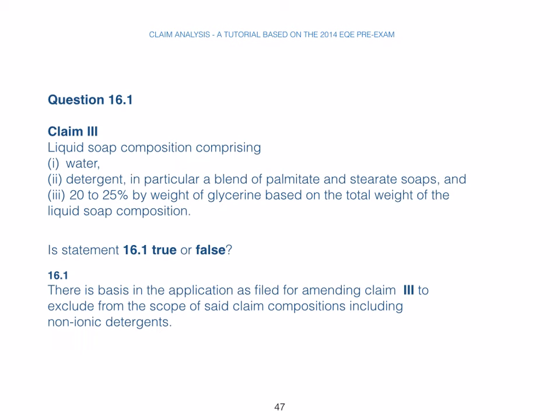This takes us to question 16.1, which is still based upon Claim 3. This statement is now about a possible amendment of the application. Statement 16.1 reads, there is basis in the application as filed for amending Claim 3 to exclude from the scope of said claim compositions including non-ionic detergents.